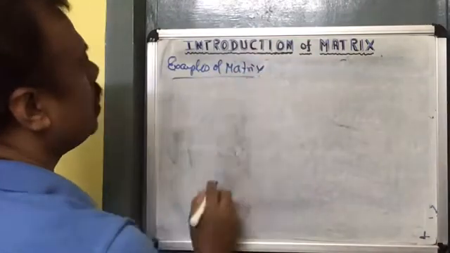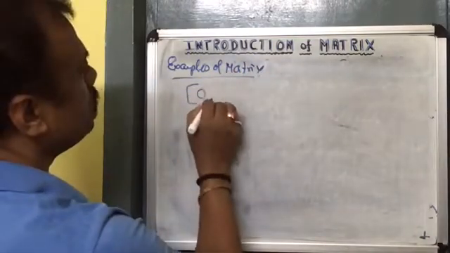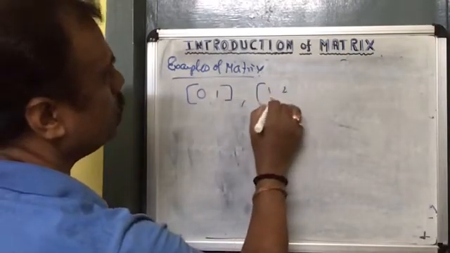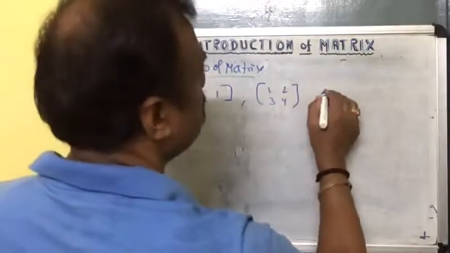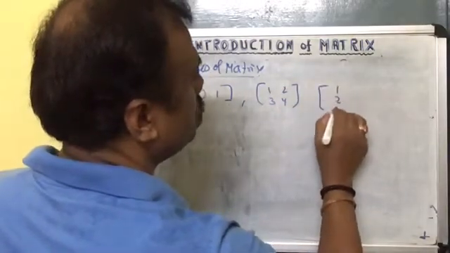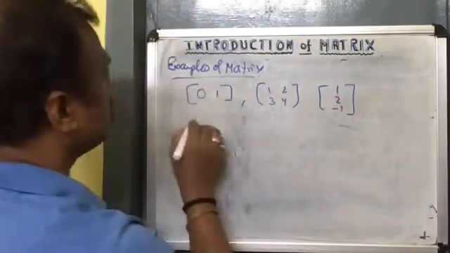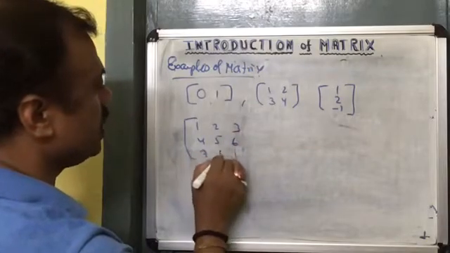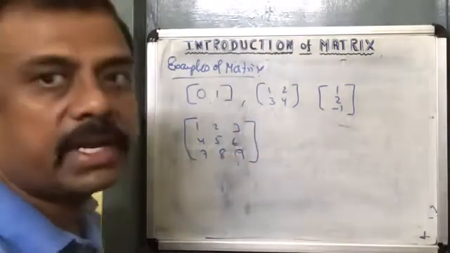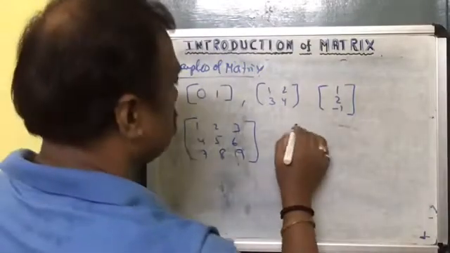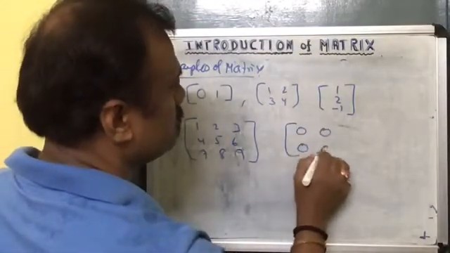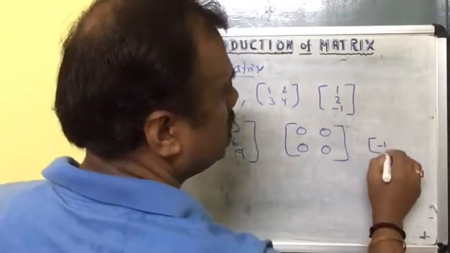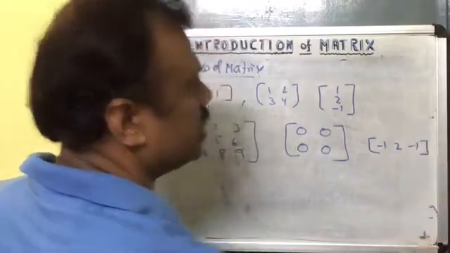Matrix 0, 1, it is one matrix. 1, 2, 3, 4, it is another matrix. 1, 2, minus 1, it is another matrix. 1, 2, 3, 4, 5, 6, 7, 8, 9, it is another matrix. 0, 0, 0, 0, it is another matrix. Minus 1, 2, minus 1, it is another matrix.